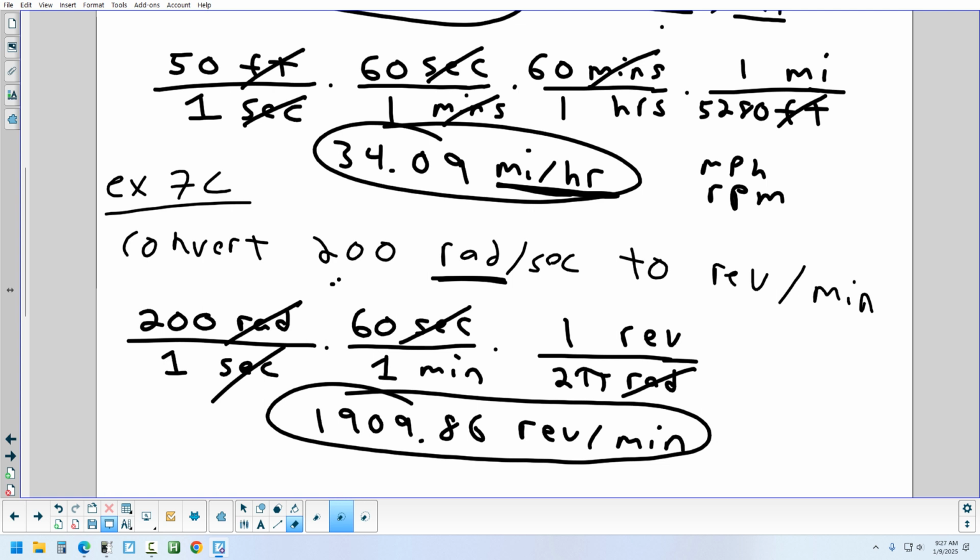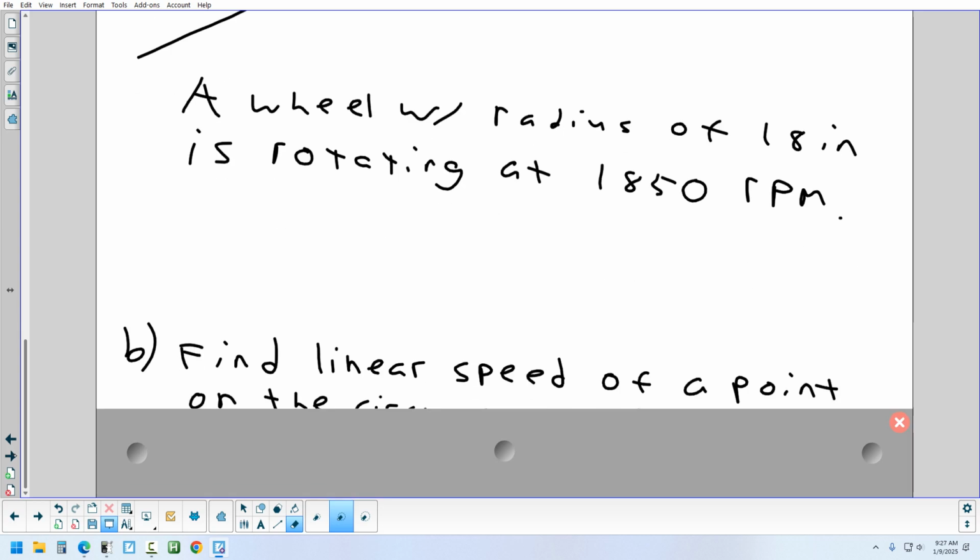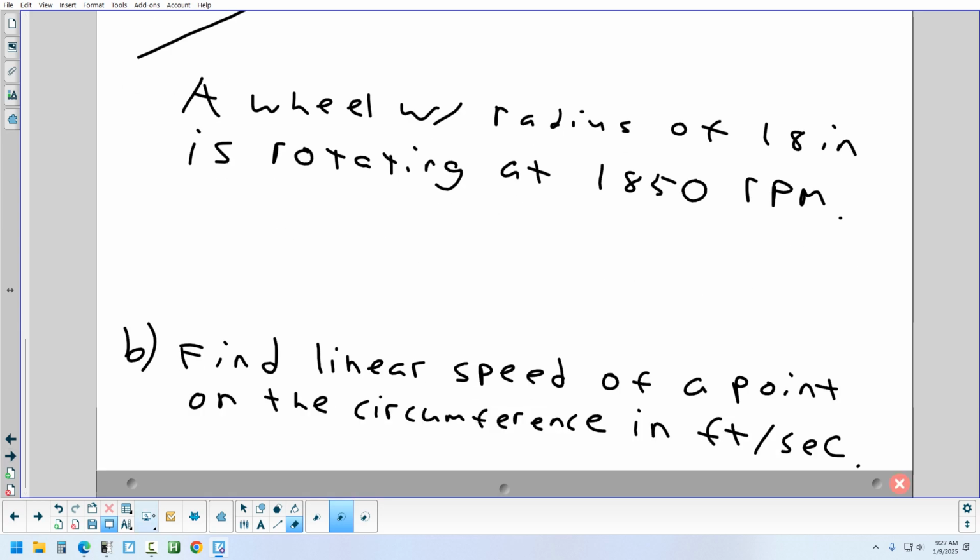I want to try part B, which is different. Find the linear speed of the wheel by measuring a point that's right on the circumference. So if this is spinning, I want to know the speed of that point right there. Another way to think of it: this tire is on a machine, it falls off the machine, it hits the ground, doesn't lose any traction, and all of a sudden it was spinning. How fast is it going to be rolling on the ground? That's what we're figuring out.